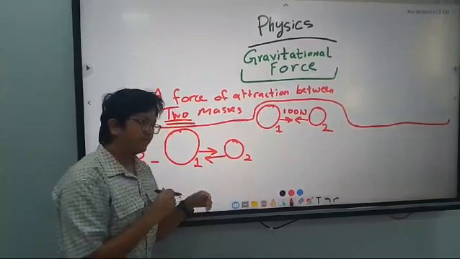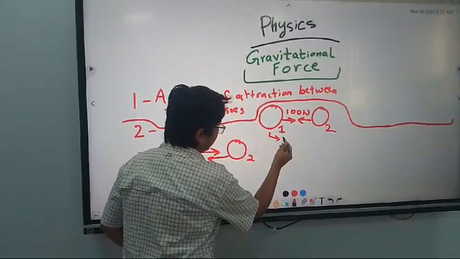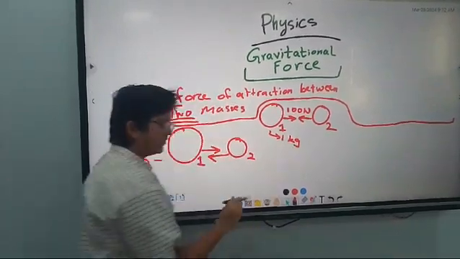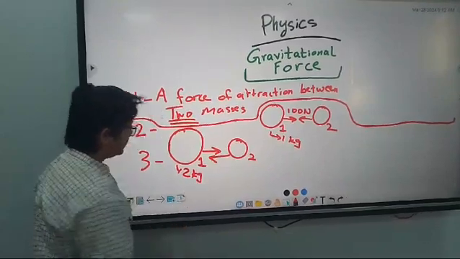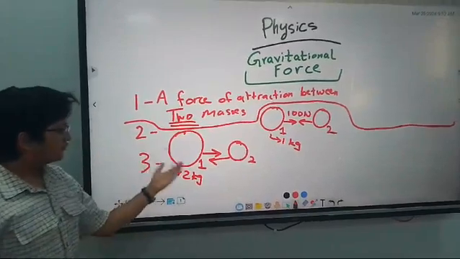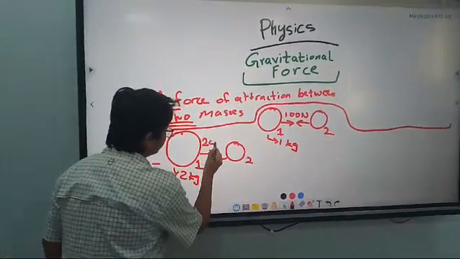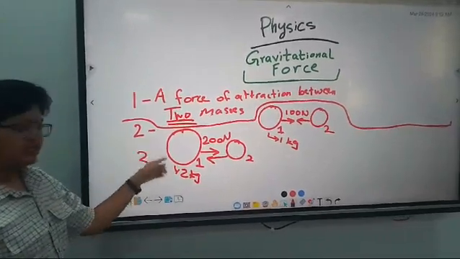So now let's say I increase the mass twice. So here this is 1 kilogram. For example, this is 2 kilograms. So now, because the mass doubled, the force will also double. So it will be 200 newtons. So this is how it works with the mass.